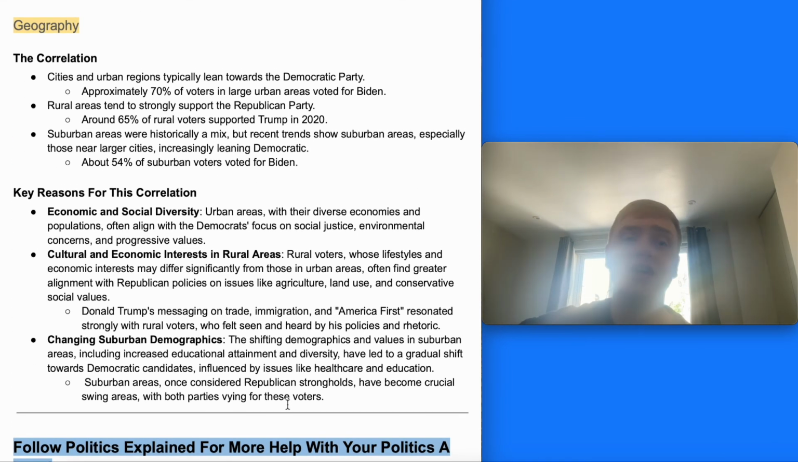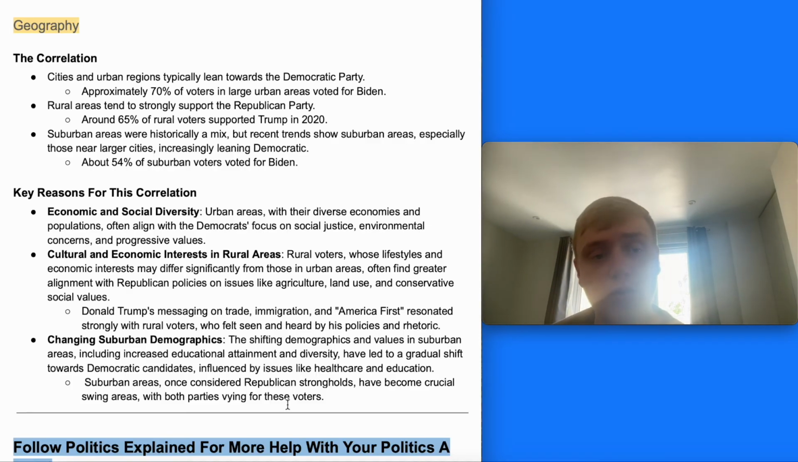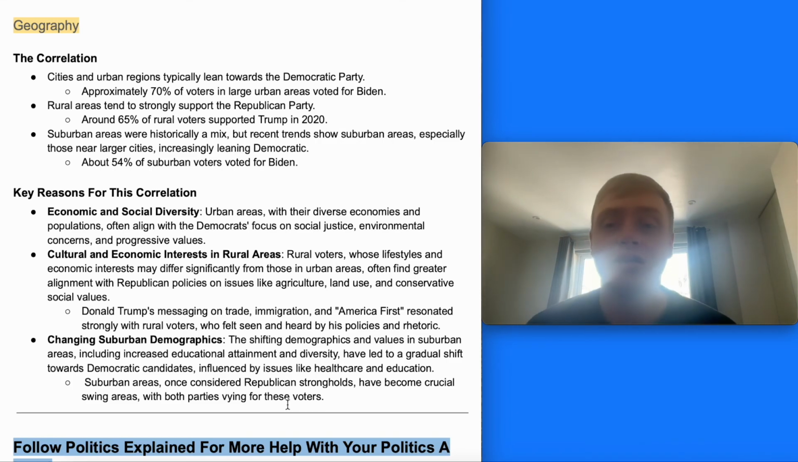And finally, geography is really important. So cities and urban regions typically lean towards the Democratic Party. So approximately 70% of voters in large urban areas voted Biden, whilst rural areas strongly support the Republican Party, reflecting significantly different cultures in each area. Suburban areas were historically a mix, but recent trends are really quite worrying for the Republican Party. They show that suburban areas, especially those near larger cities, are increasingly leaning Democratic, when in the past they had been a bit of a stronger stronghold for the Republican Party.